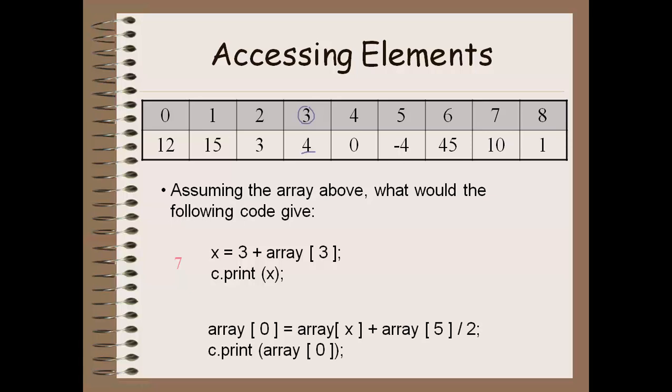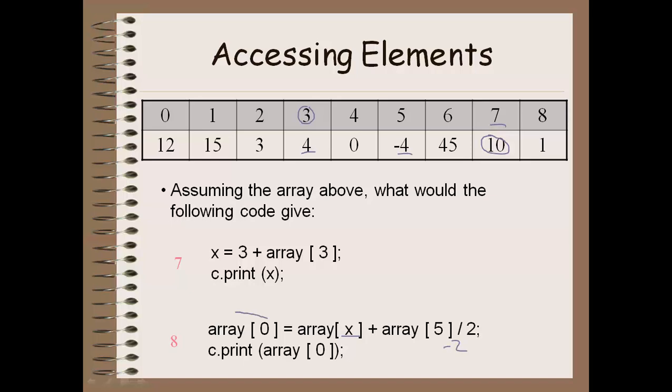So here, I'm going to get the value 8. So I have array at x. There's x. X we said before was 7. So position 7 is all the way over here. It has the value of 10. And I'm going to add to it array at position 5, which is negative 4 divided by 2. 4 divided by 2 is 2. Or negative 2 because it's negative 4. Right? 10 minus 2 is 8. Or 10 plus negative 2 is 8.